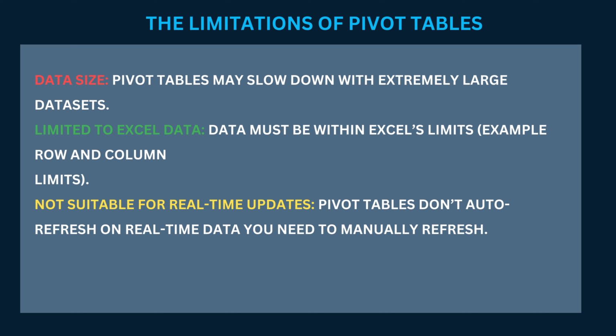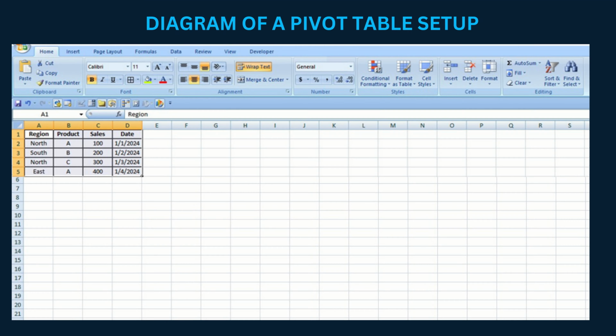Let's check the limitations of pivot tables. Data size. Pivot tables may slow down with extremely large datasets. Limited to Excel data. Data must be within Excel's limits, for example row and column limits. Not suitable for real-time updates. Pivot tables don't auto-refresh on real-time data, you need to manually refresh.